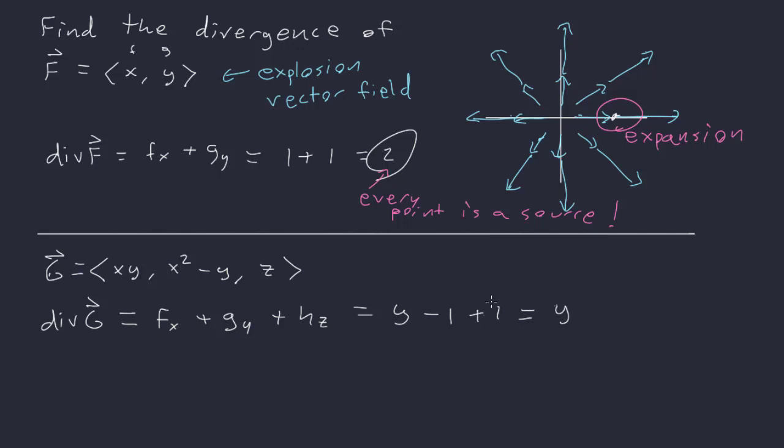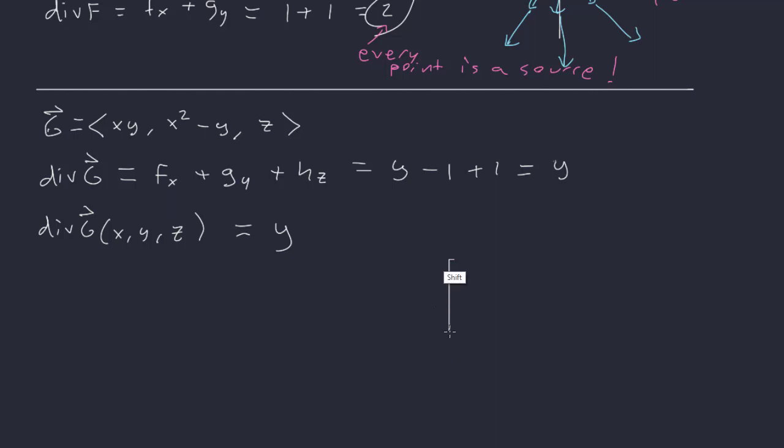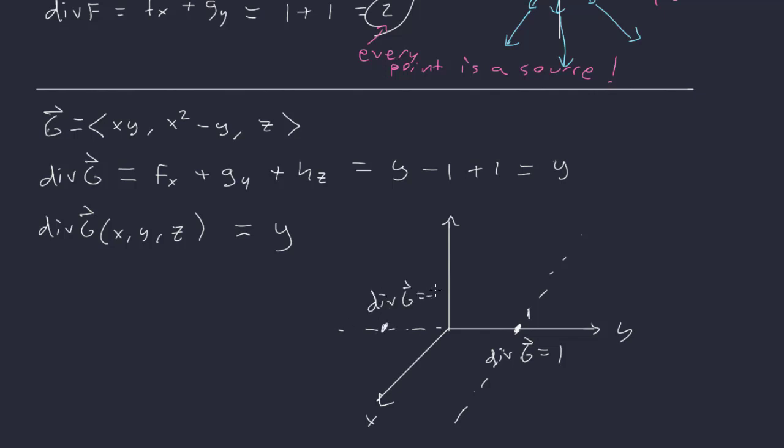So notice that the divergence at any point, keep in mind that this is a function of x, y, and z, but it actually ends up just being a function of y. So what's going to happen here is, as we increase in y, our divergence is going to get higher and higher. Say here, if this is y equals 1, along this path, above and below or wherever, we're going to get the divergence of G is equal to 1. Whereas here, we're going to get the divergence of G is negative 1, along this path.